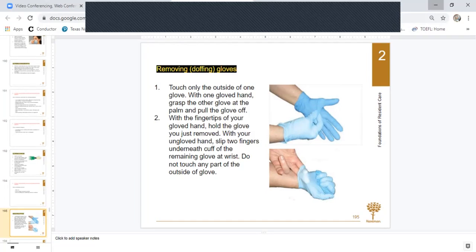Has anybody ever heard of the infection called the culebria? Culebria? Anybody? Yes, you've heard of the culebria? They say it hurts a lot. Yeah, they say it hurts a lot, right?